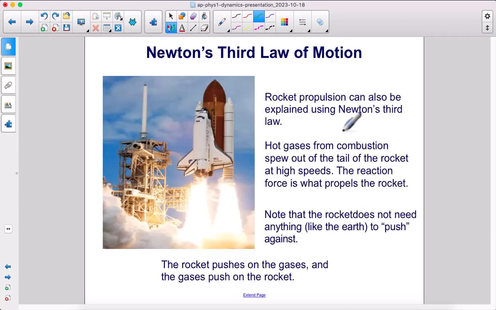Rocket propulsion can also be explained using Newton's third law. Hot gases from combustion spew out of the tail of the rocket at high speeds. The reaction force is what propels the rocket. Note that the rocket does not need anything like the Earth to push against. The rocket pushes on the gases, and the gases push on the rocket.